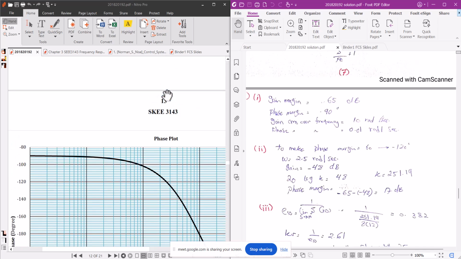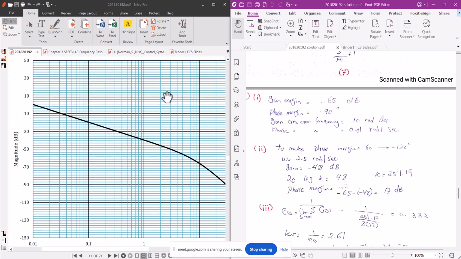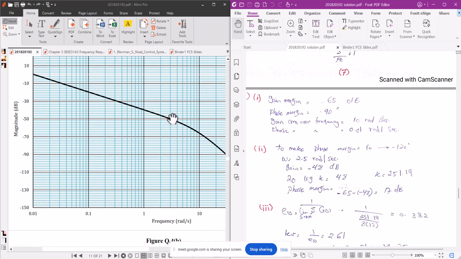At 2.5 radian per second, see the magnitude. What's the magnitude here? It's around 2.5. It's here, right? I think it's minus 48. Yes, it's minus 48. So the gain is minus 48 at 2.5 radian per second. Calculate from this, because this is minus 40 and every line is minus 2 dB. So this is minus 48. So okay, this is the gain.